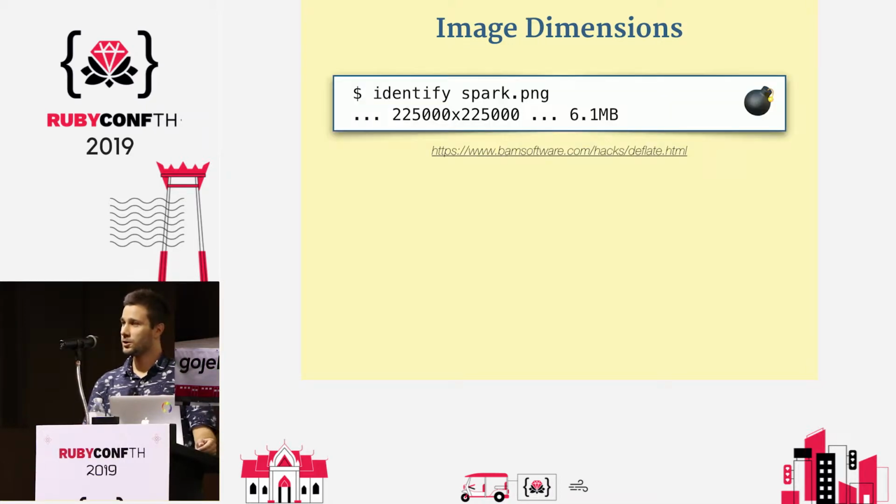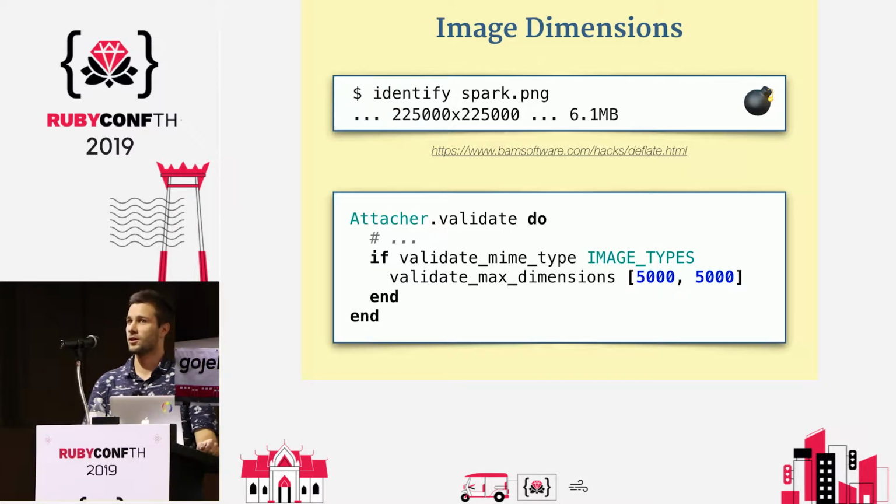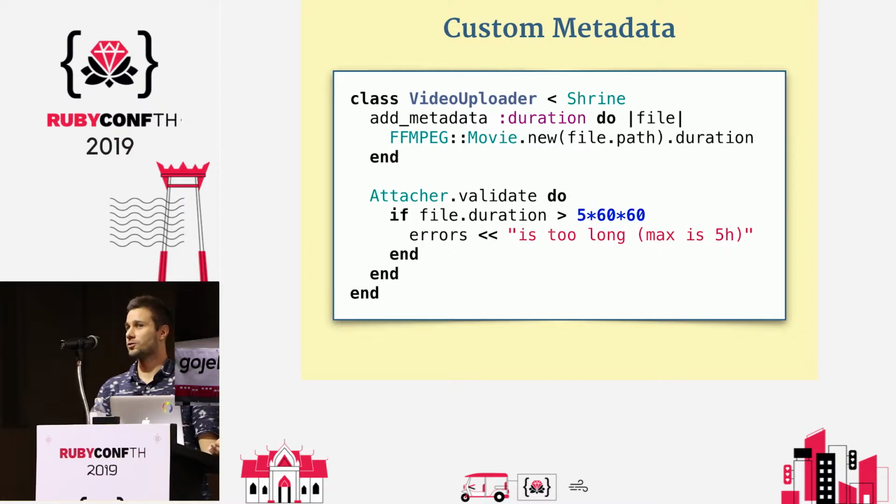When uploading images, it's generally not enough to only validate file size. This is because it's possible to generate an image which is relatively small in file size but very large in dimensions. These are so-called image bombs because they can crash your image processing tool. So in addition to validating the file size, you should also constrain the maximum dimensions.